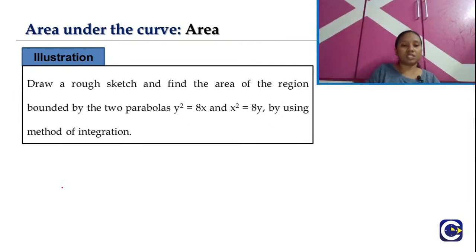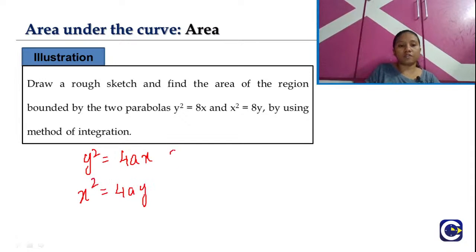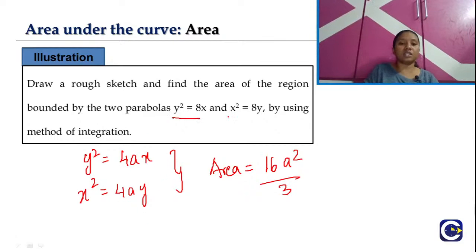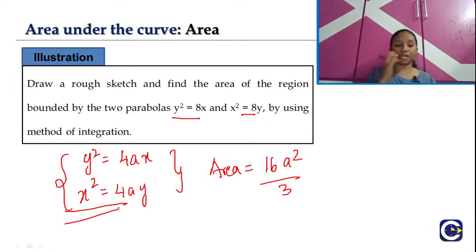If you remember, just now we solved similar parabolas, y square equal to 4ax and x square equal to 4ay. For these curves, the area bounded by these two is 16a square by 3. So by comparing these two standard curves with the given curves, what is the a value? I am just explaining the shortcut. The procedure will be the same as what we have done just now, so you can follow up with that. Here a will be 2, so we can directly substitute that.